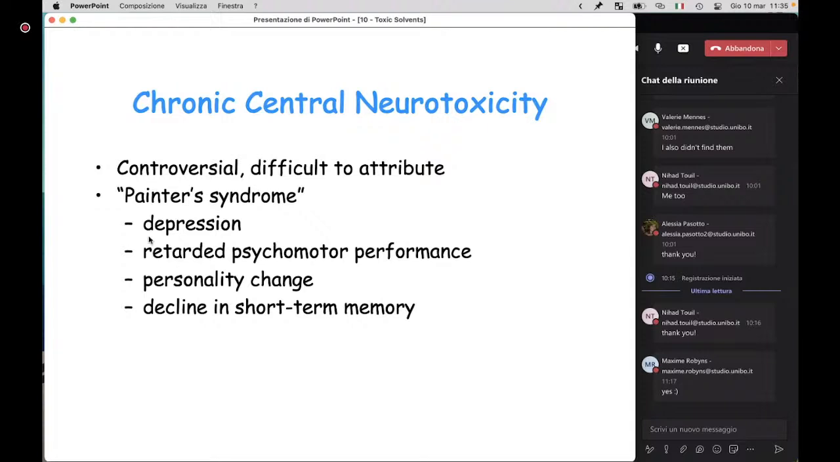And it is characterized by depression, retarded psychomotor performance. So what we have just seen before in generic terms, also in decline in memory. But it is practically very similar to this. It's just that it has been, let's say, crystallized into a syndrome because it was typical of a certain kind of profession of worker.